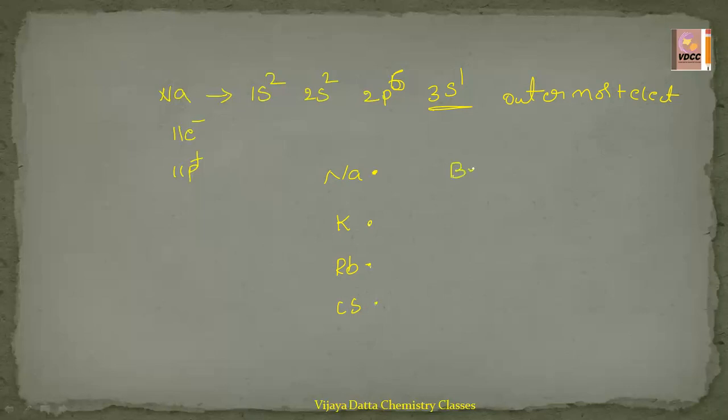Coming to beryllium, it belongs to the second group. We write its configuration as 1s2, 2s2. Beryllium's atomic number is 4, so it has 4 electrons.